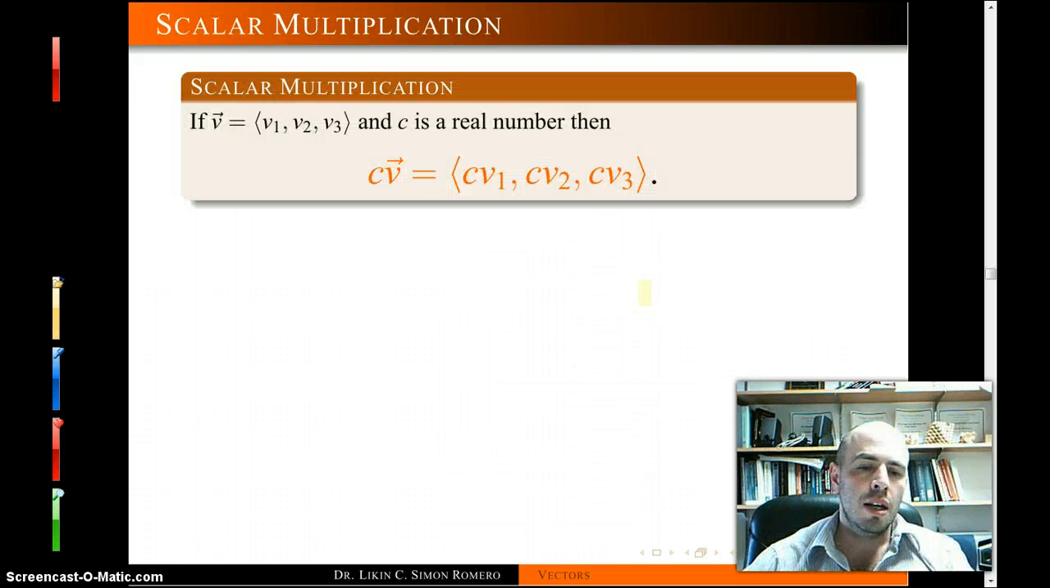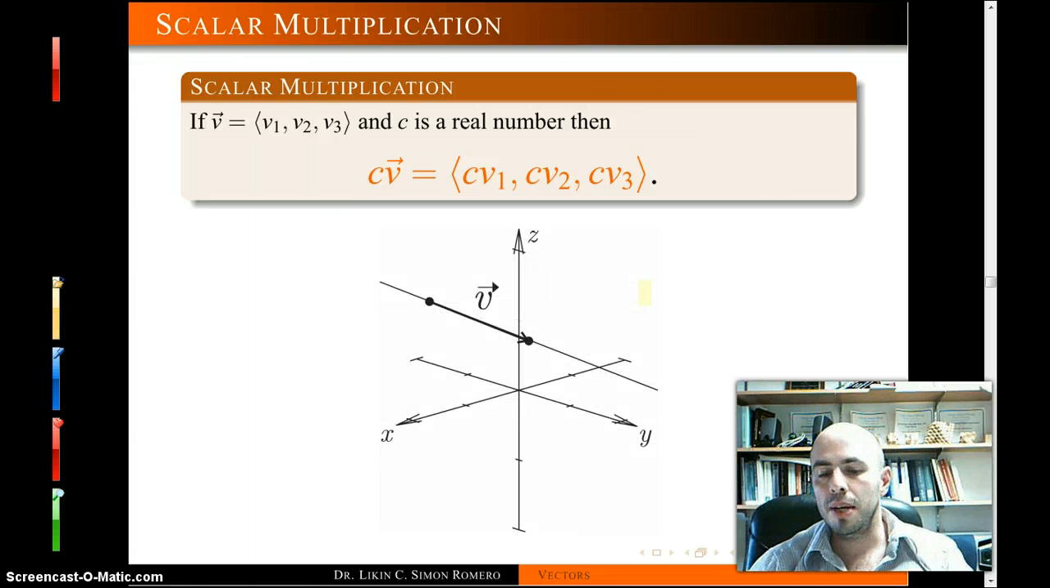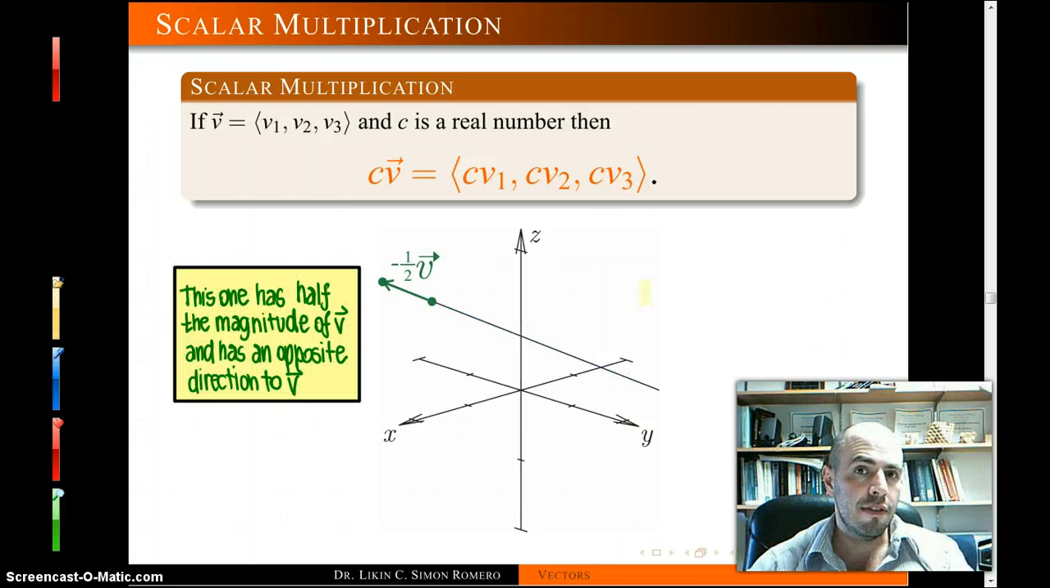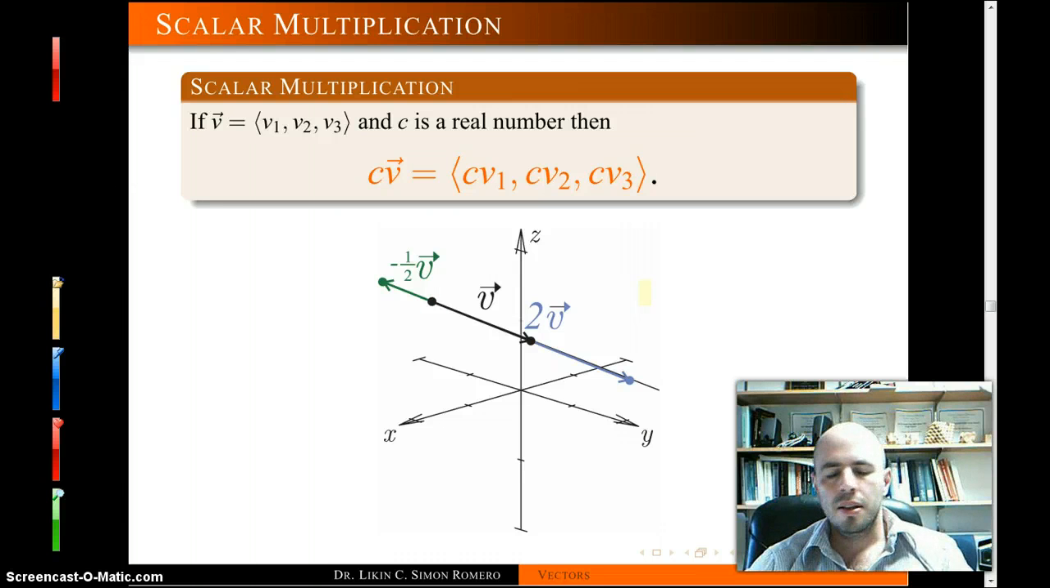Scalar multiplication. If you have a vector <B1, B2, B3> and c is a real number or a scalar, then c times the vector B is just multiplying c to each one of the components. Geometrically, if you have the vector B and you multiply it, say, by 2, then you obtain a vector that is twice the size of B, but it has the same direction. Now, if you multiply by a negative number, let's say negative 1/2, this one has half of the magnitude of B and is in the direction opposite to B. This is going to become important later on in this section. This is the comparison of the three vectors that we have.